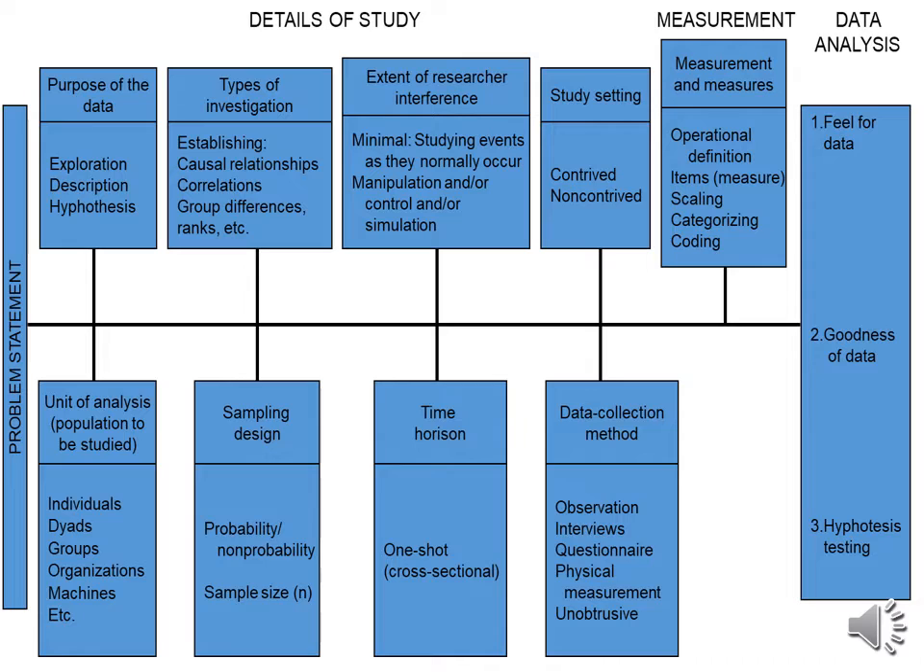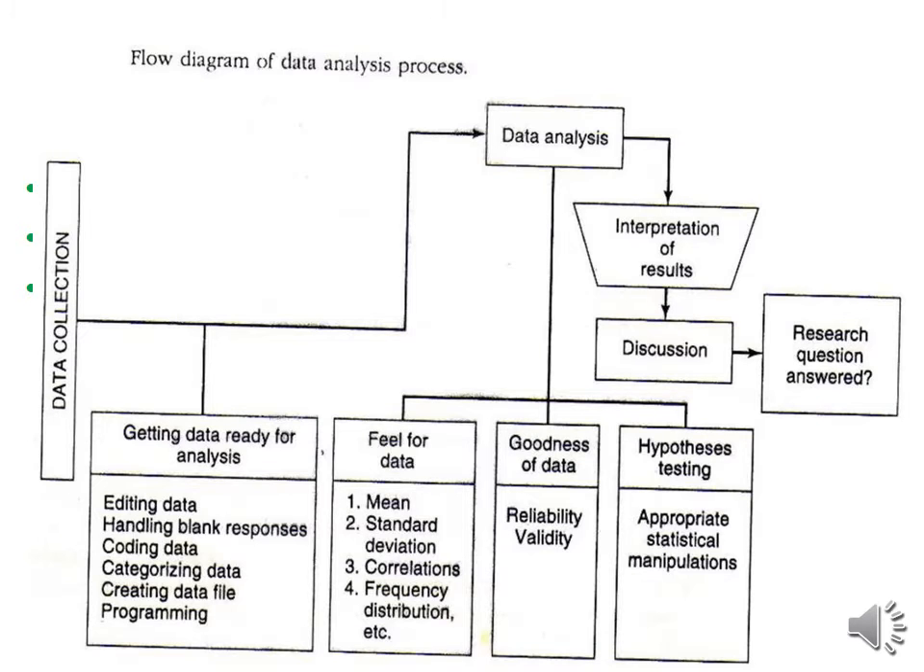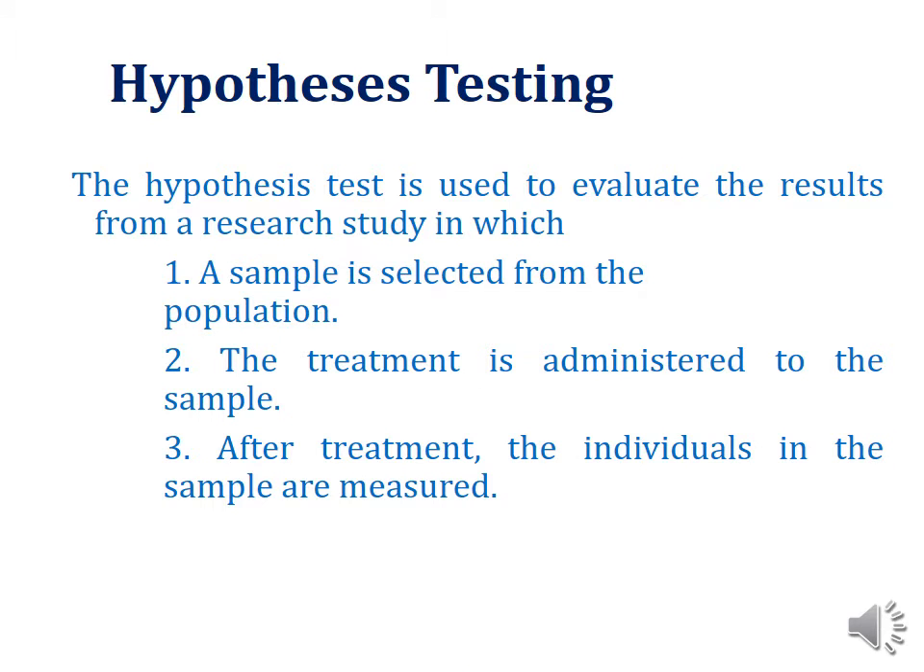Scientific research design has three main parts: details of the study, measurement, and data analysis. But today we are going to discuss the third element, data analysis. Before that, we have already discussed feel for data and goodness of data, and now we will discuss hypothesis testing. Here you can see the data analysis process, which has three main elements as we have discussed: feel for data, goodness of data, and hypothesis testing. Hypothesis testing is used to evaluate the results from the research study.